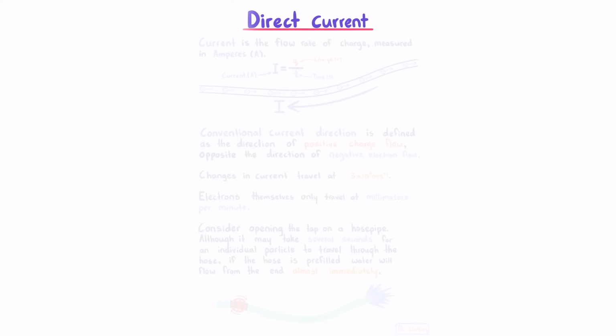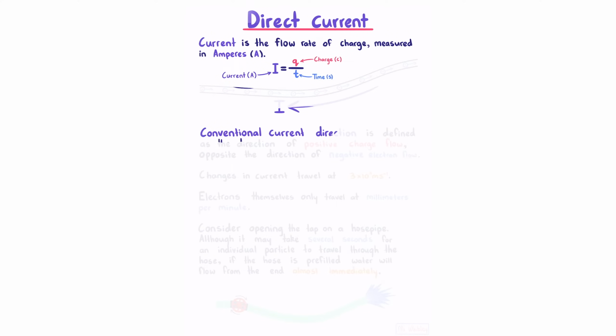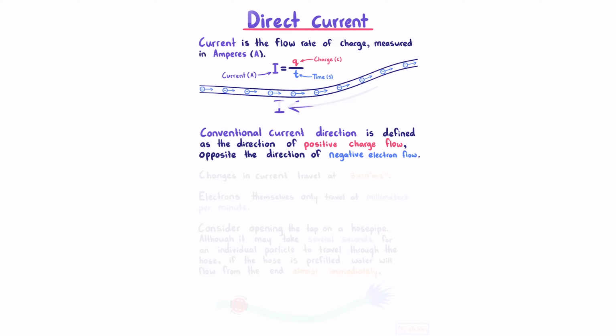Direct current. Current is the flow rate of charge measured in amperes. As an equation, our current symbolized by I is equal to the charge divided by the time. Conventional current direction is defined as the direction of positive charge flow, opposite the direction of negative electron flow. So if we have our electrons traveling in one direction, we define our current to be in the opposite direction.